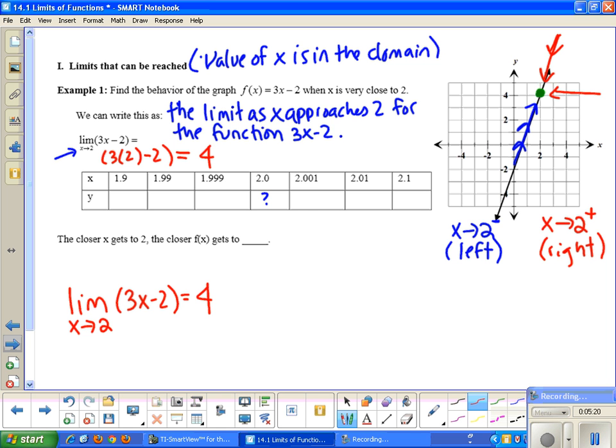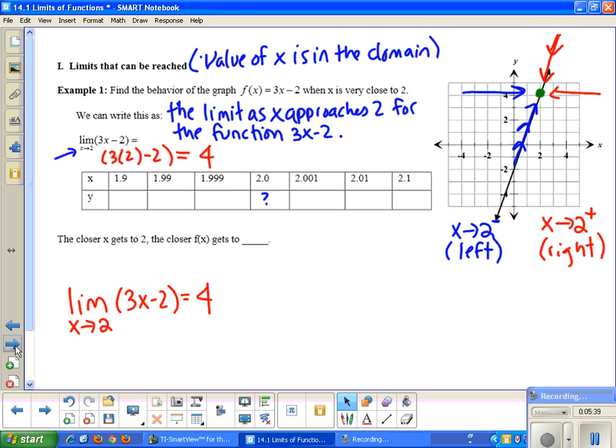2.1, and then 2.01 is even closer. 2.001 is even closer to that value. Whereas when we're doing the left side, we go this way. So I think of the left side as the negative side, which is why we use a little minus sign, and the right side as the positive side, which is why I use the plus sign.